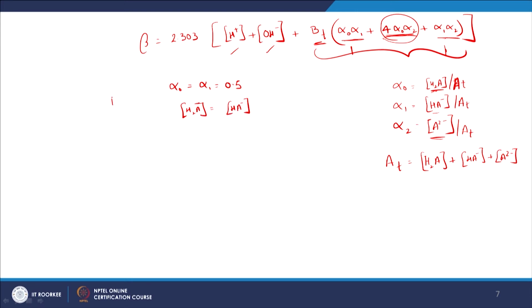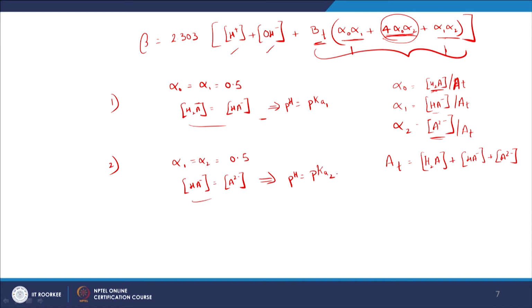So that is one case. And what is the second case? When alpha 1 equals alpha 2 equals 0.5, which more or less translates to the concentration of HA minus being equal to the concentration of the most deprotonated form. This is what we have. And when does this occur? This occurs obviously when the pH is equal to pKa 1, and the second when pH equals pKa 2. So let us try to understand this with respect to the graph.